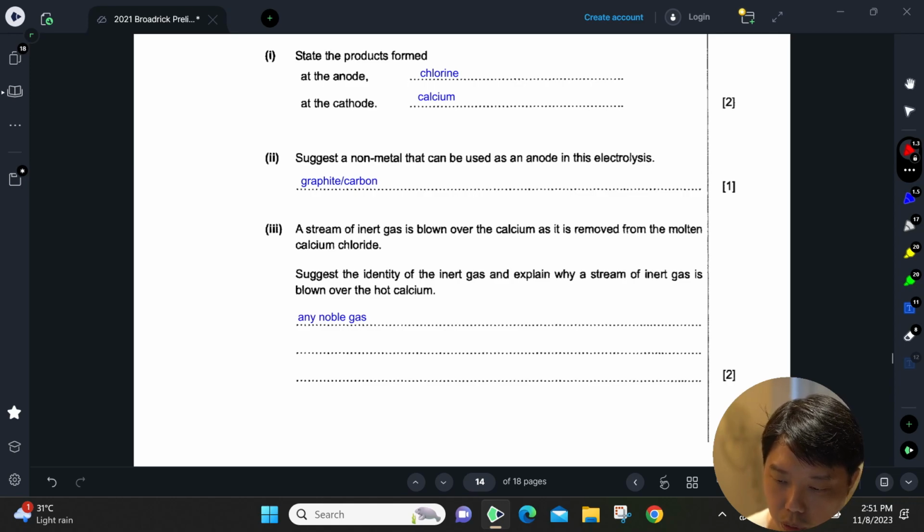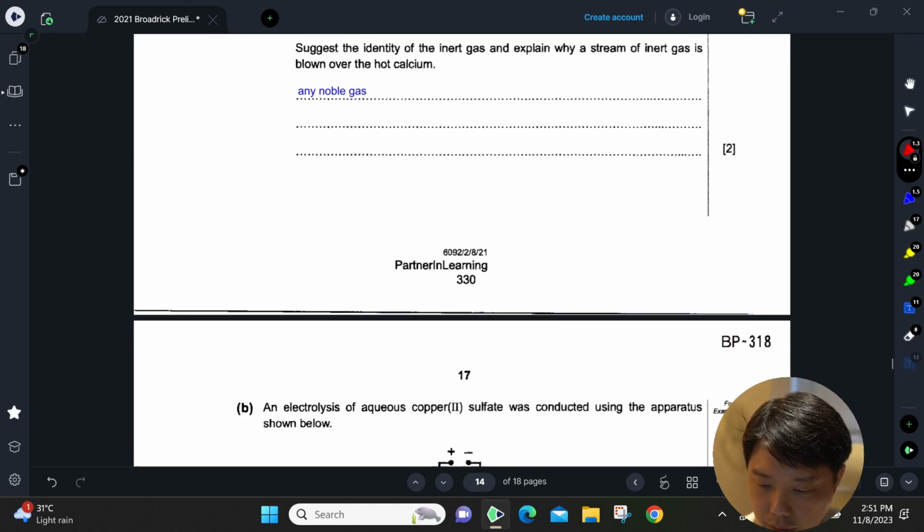Why do we need to blow the stream of inert gas over the hot calcium? Because if it were to come into contact with air, then it will react with the oxygen in the air and get oxidized. And that is not what we want. We want the pure calcium.